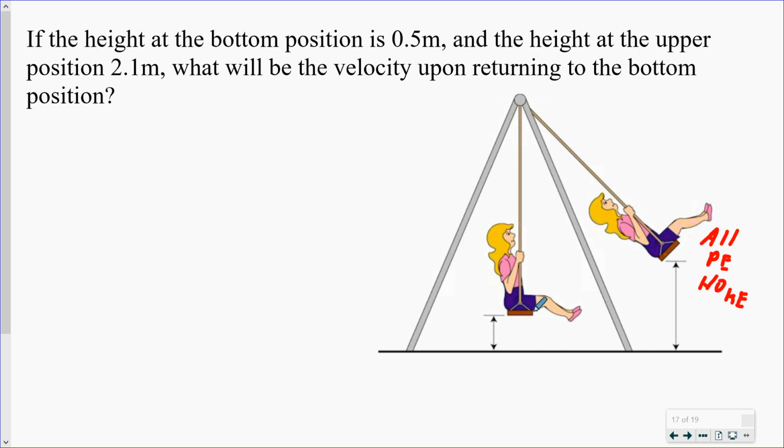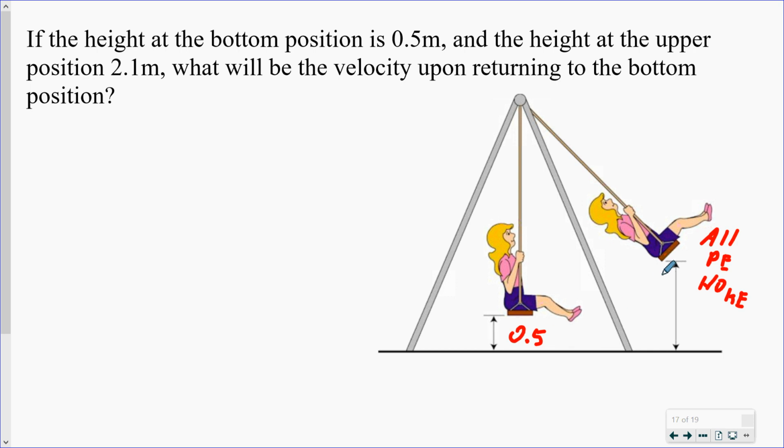When she's swinging back down, this is the lowest point right here. So because that is the lowest point, there is now going to be no potential energy and all kinetic energy. So very similar, we have an energy transformation that's going on here. So this is made a little bit more difficult because the lowest point is actually not the ground, but it's 0.5 meters above the ground.